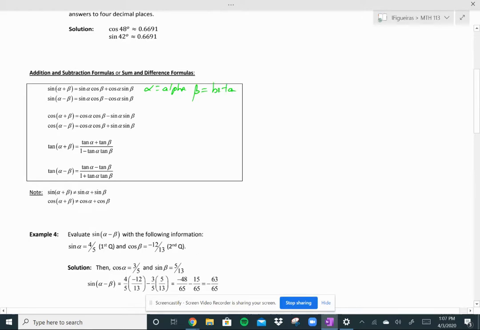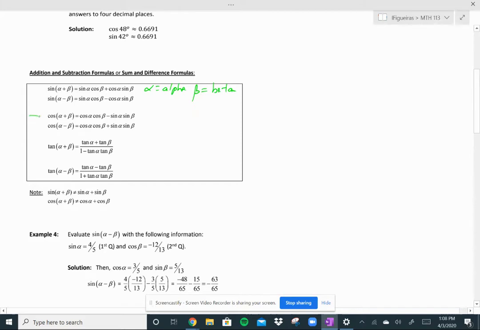So if you have the sine of alpha plus beta, that's equal to the sine of alpha times the cosine of beta plus the cosine of alpha times the sine of beta. The difference formula here for sine is almost the same as the one above, except there's a minus sign in between in the formula. We also have sum and difference formulas for cosine.